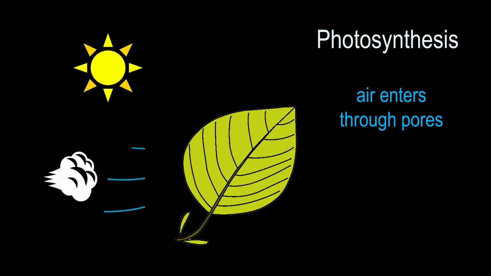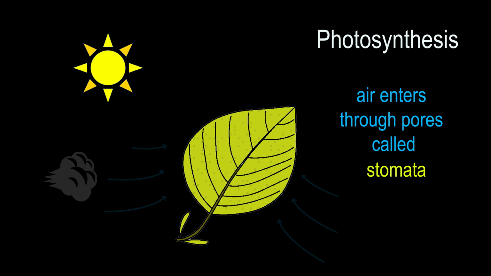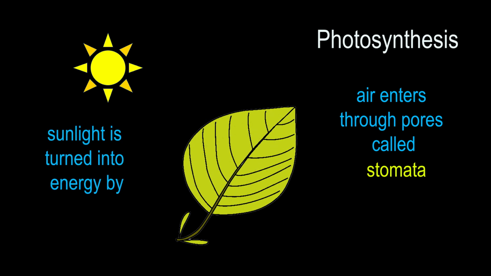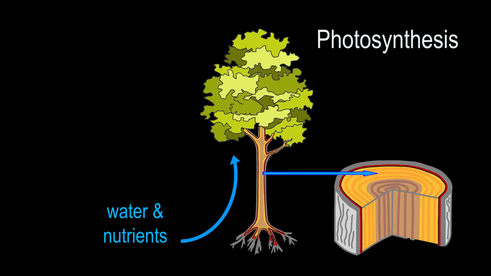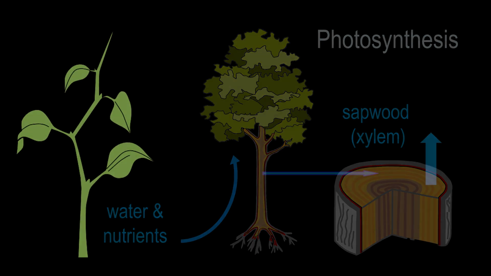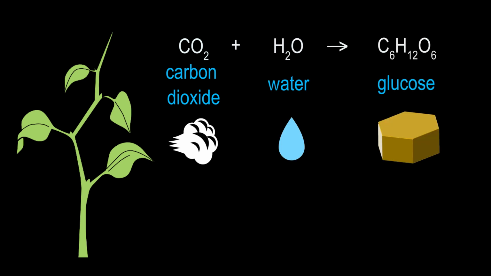Air enters through thousands of tiny pores called stomata, which are mostly found on the underside of the leaves. The sunlight is turned into energy by chlorophyll, a green pigment in the leaves. Water and other nutrients are absorbed by the roots and transported to the leaves through the sapwood or xylem tissue. The carbon dioxide and water are converted into glucose in the leaves.